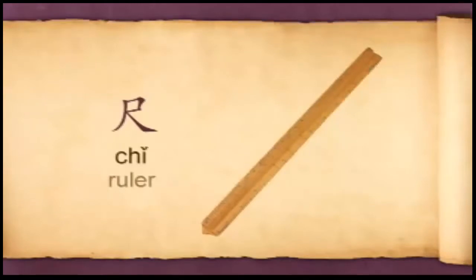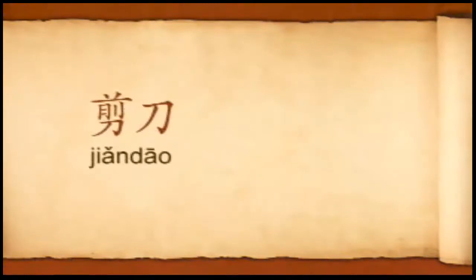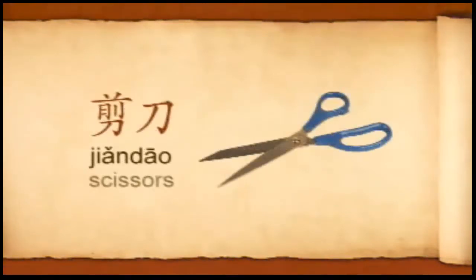A new word today is 剪刀. 剪刀 means scissors. It's said with the third and the first tones. Listen. 剪刀, 剪刀, 剪刀. Now, repeat it after me. 剪刀, 剪刀, 剪刀. 剪刀 means scissors.